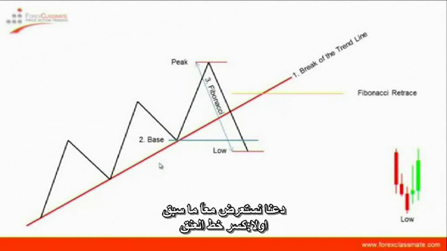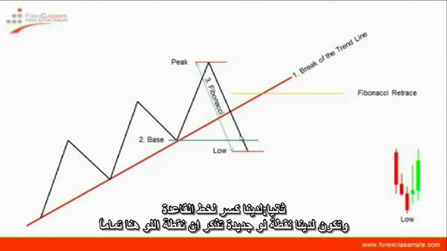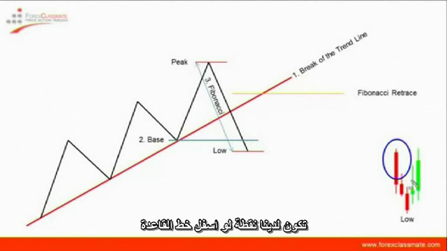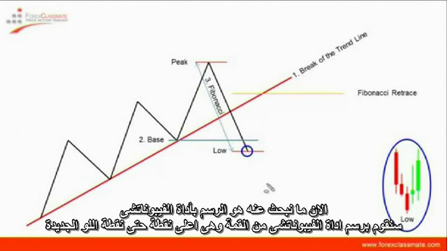Okay, then let's review what's happened so far. First of all, number 1, a break of the trend line. Number 2, we've got a break of the baseline, and we've formed a low point. Remember, this is your low point right here. We've formed a low point below the baseline. So now what we're looking for is to draw our Fibonacci's, okay? And we're going to draw the Fibonacci's from the peak, which is the last high point, down to where the low point has now formed.